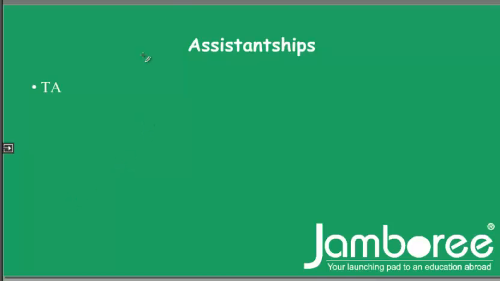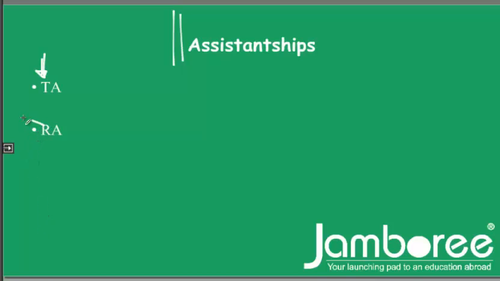Now, assistantship. As I said, the difference between scholarships and assistantship is that with assistantship you have to do something in return. One type of assistantship is called TA, which stands for teaching assistantship. In this case, you help a professor with his teaching assignments, maybe grade the papers, maybe take attendance. You help a faculty member with his teaching assignments.